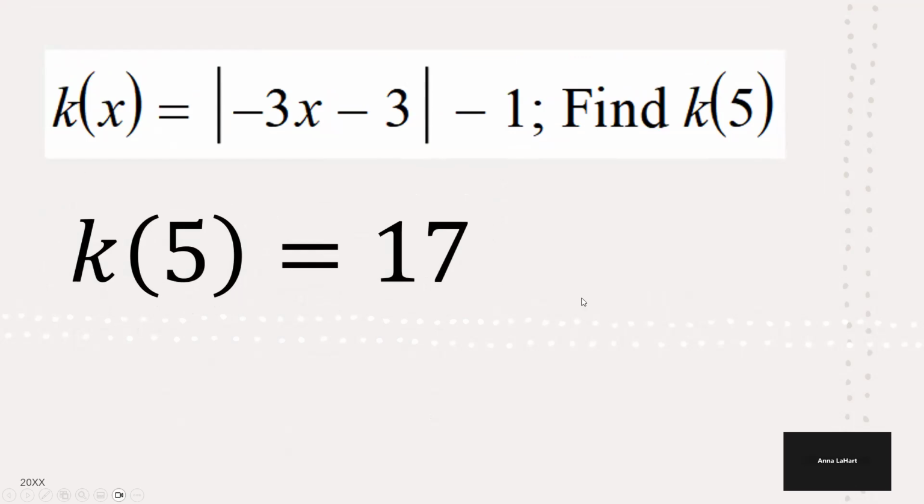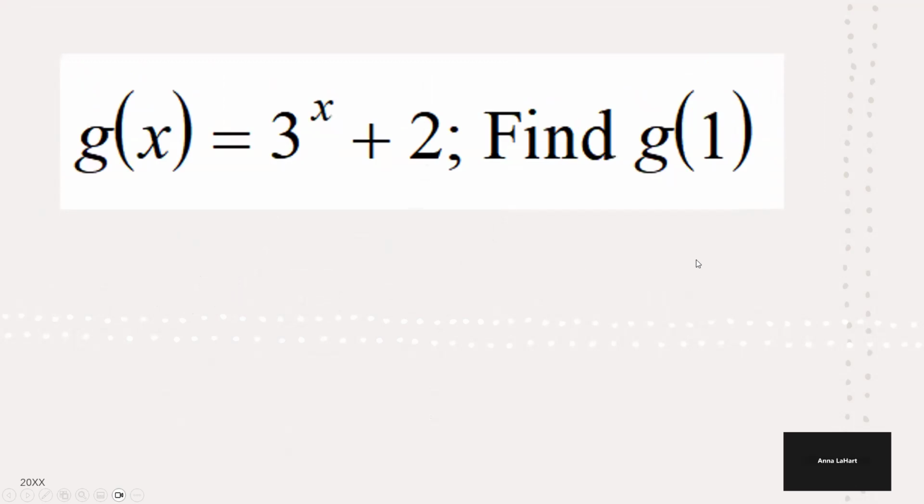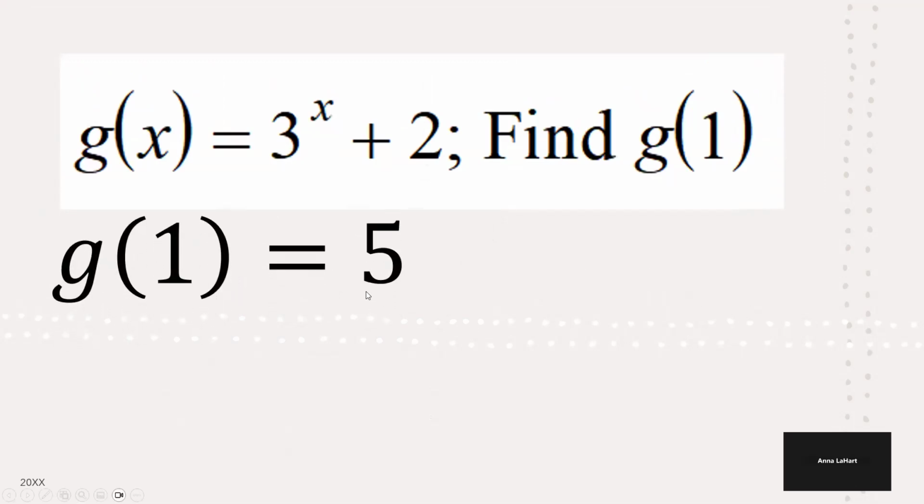This one right here. Oh, I never even said pause the video. Ooh. Well, I don't think I can take it back. So, okay, f of 5 equals 17. My bad. Pause the video. All right. Did you get g of 1 equals 5? Because if you did, got it right. Nice job.